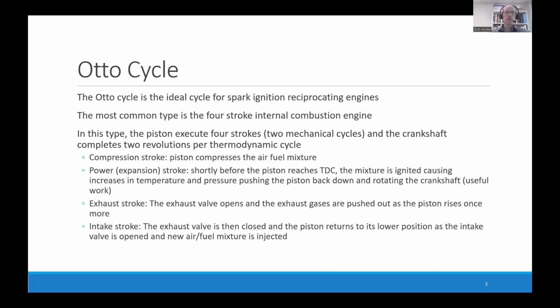The power or expansion stroke: as the piston reaches top dead center, the spark plug ignites the air-fuel mixture, causing a further increase in both temperature and pressure, which then pushes the piston back down. This is where work is done, or the power is generated. The exhaust stroke: on its way back up, the piston pushes the combustion products out of the exhaust valves. And finally, the intake stroke: as the piston is on its way back down, more air-fuel mixture is injected into the cylinder, and the cycle begins again.